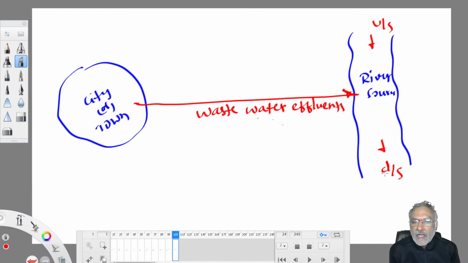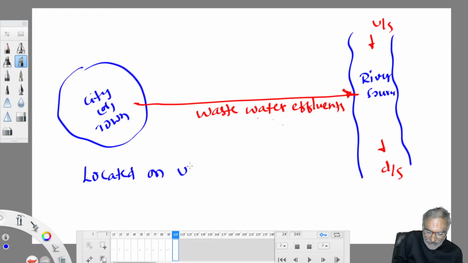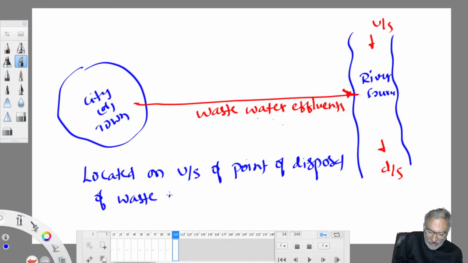If you locate it on the downstream side, the wastewater joining the river contaminates the river water. Already the river water is dirty, some more dirt is added, and it becomes super dirty water. Therefore, we try to locate the intake always on the upstream side of the point of disposal of wastewater. Somewhere here you have to locate the point of disposal of wastewater. That's the first point you need to keep in your mind.